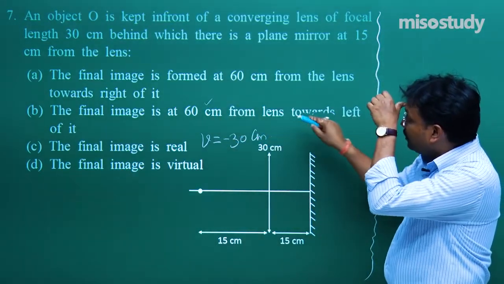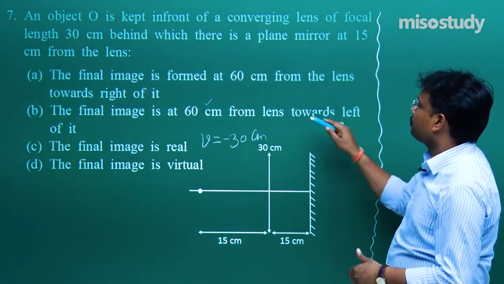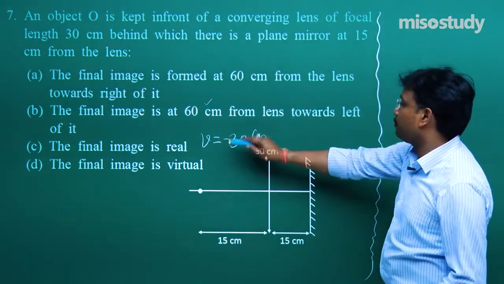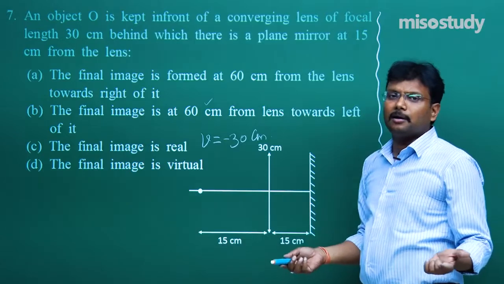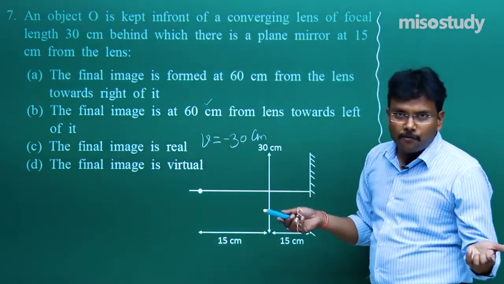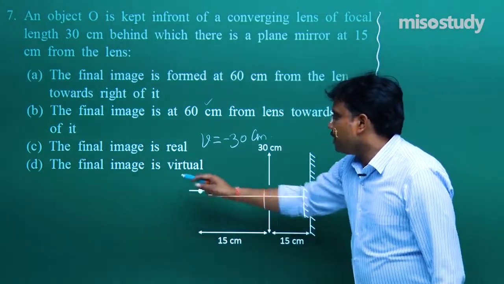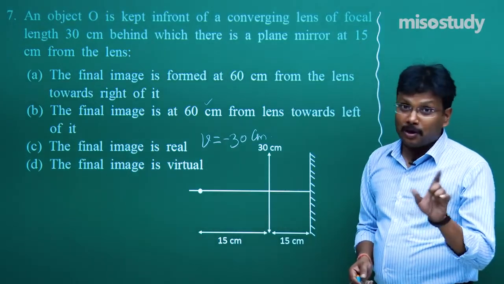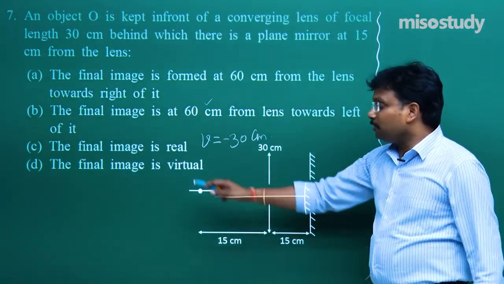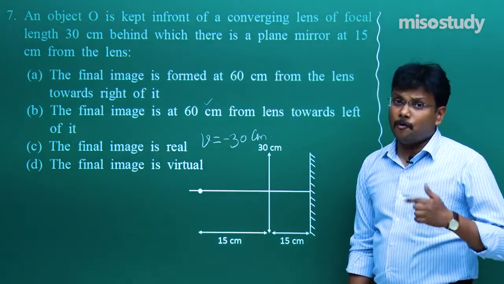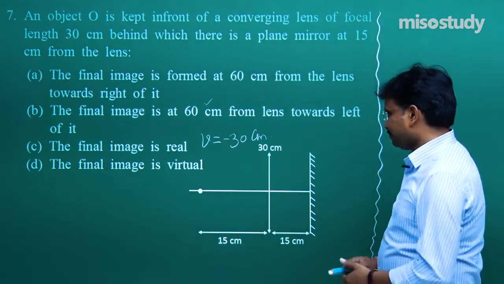Because of this minus, it is on the left side, otherwise it was supposed to be on the right side. If it is positive, then on the right side. You know that plus minus sign convention for a lens. And final image is also virtual, not going to be real. This is on the basis of the properties of the image formed by these lenses. Okay.